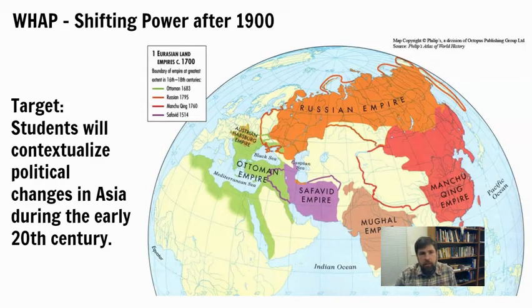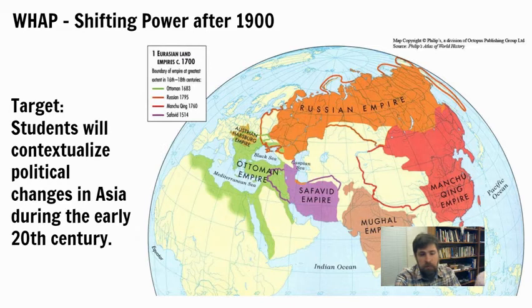This is Mr. Everton, and this is a video about changes in power after 1900. We're going to be talking about things that are happening basically before, during, and after World War I. This could have happened, we could have done this video before World War I, but we're choosing to do it after. And we're going to be contextualizing political changes in Asia during the early 20th century.